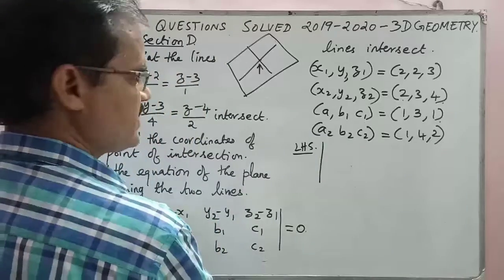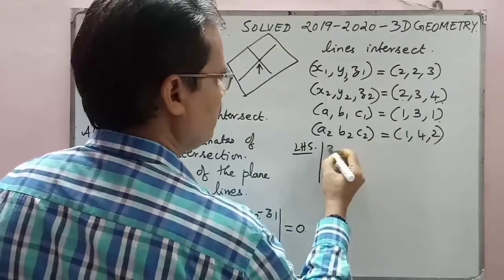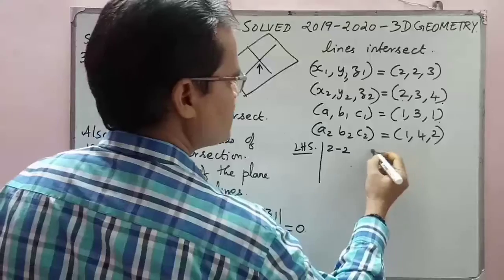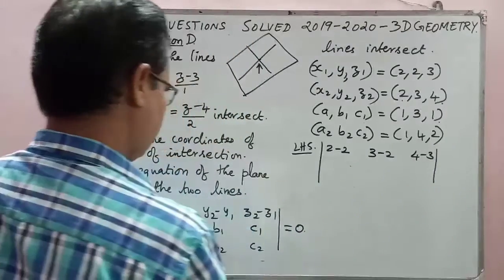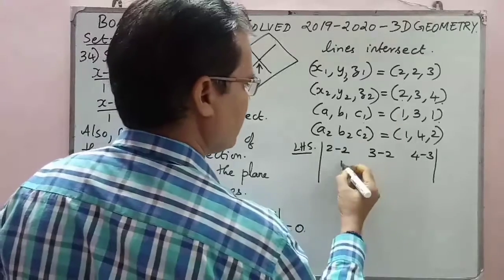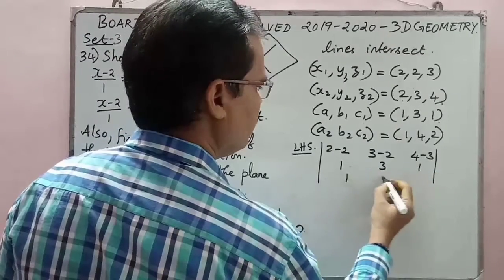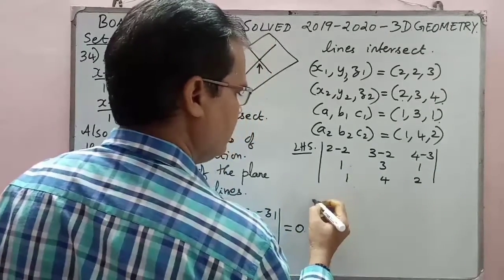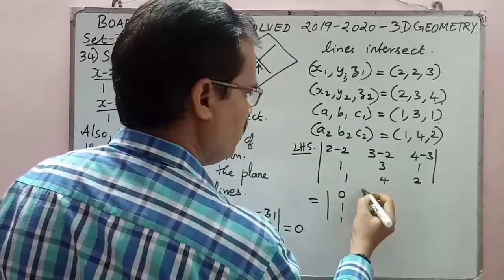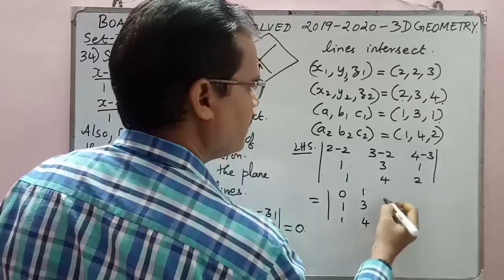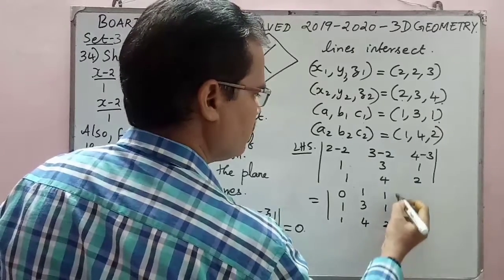x2 minus x1, 2 minus 2, 3 minus 2, and 4 minus 3. Next, a1, b1, c1, just write 1, 3, 1, and 1, 4, 2. Now let us find the determinant. Simplify this: 0, 1, 1, 1, 3, 4, 1, 1, 2.